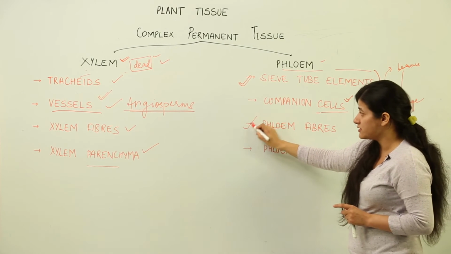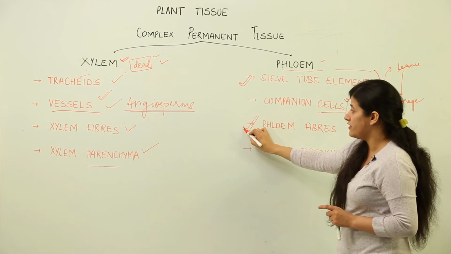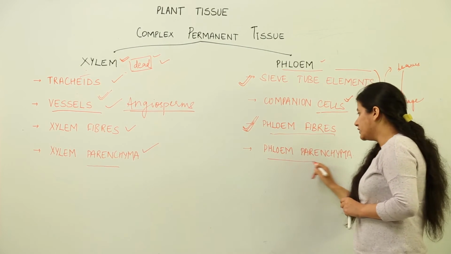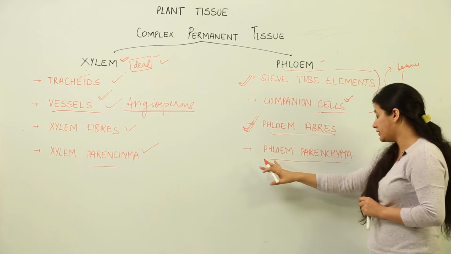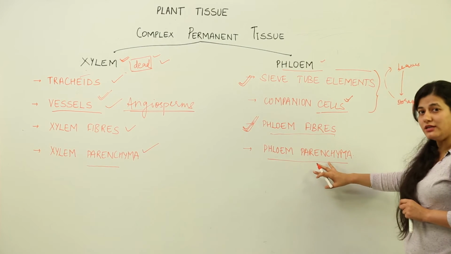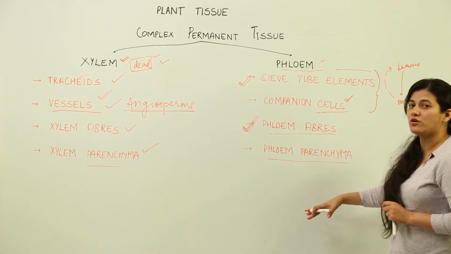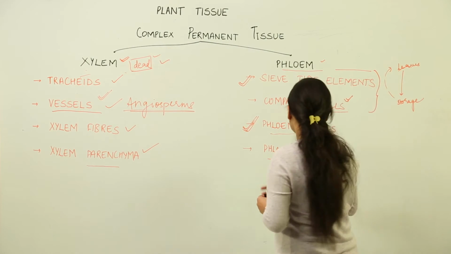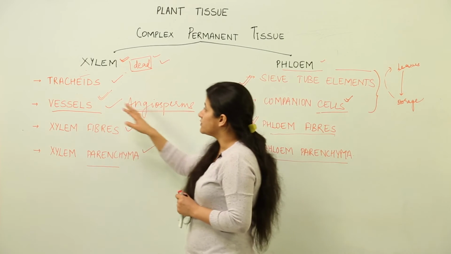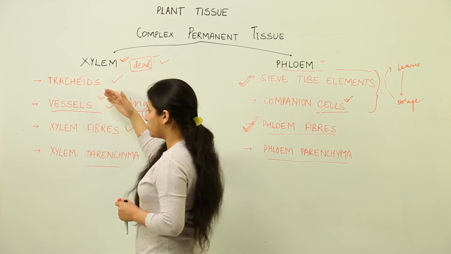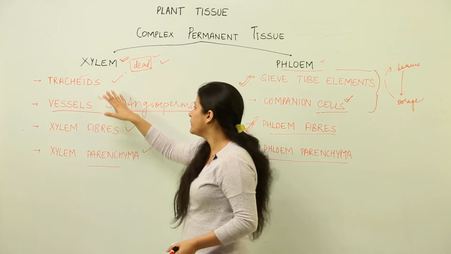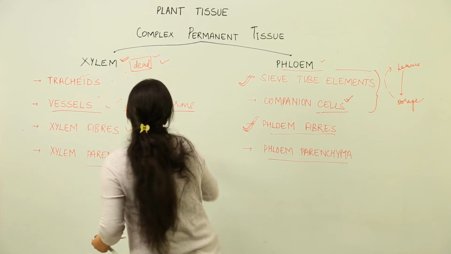Talking about fibers, by now you must remember that when we are talking about fibers, they will not be living. And in case of phloem parenchyma, I beg your pardon, this is a living tissue which may or may not in later stages get devoid of protoplasm. So now we need to see what tracheids are all about, what vessels are all about, fibers and parenchyma. So let us take each cell individually.